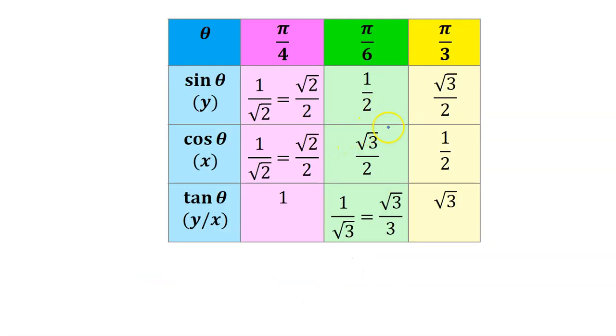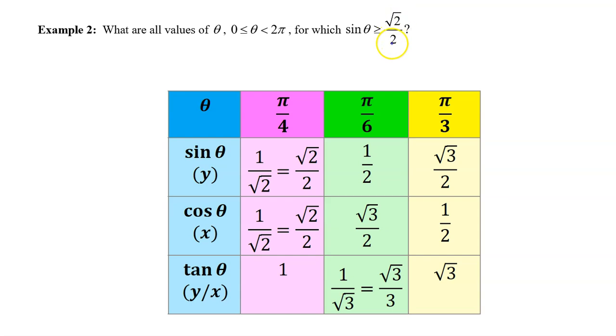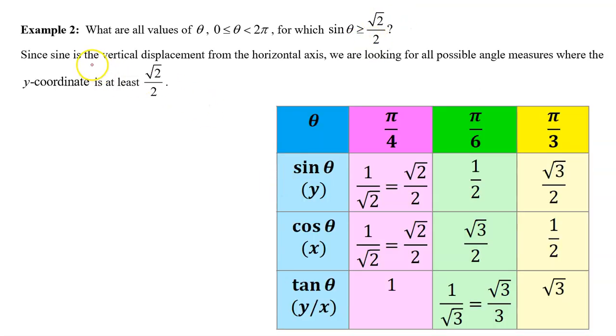If you have not yet memorized the 9 trig values on this chart, pause the video and memorize the chart right now. Example 2. What are all values of theta on the interval from 0 to 2 pi for which the sine of theta is greater than or equal to radical 2 over 2? Since sine is the vertical displacement from the horizontal axis, we are looking for all possible angle measures where the y-coordinate is at least radical 2 over 2.